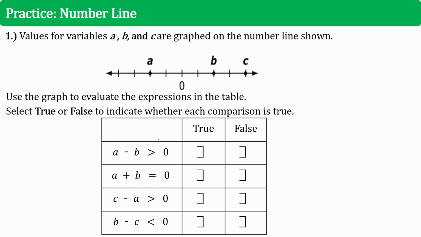The value of a is 2 units away from 0. And from the left, it is -1 and -2. So we can say that a has a value of -2.